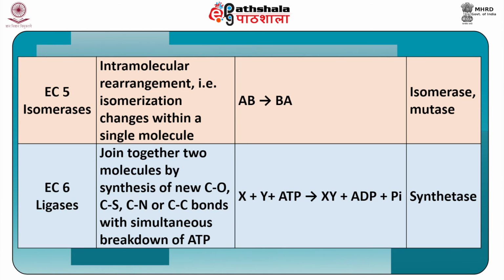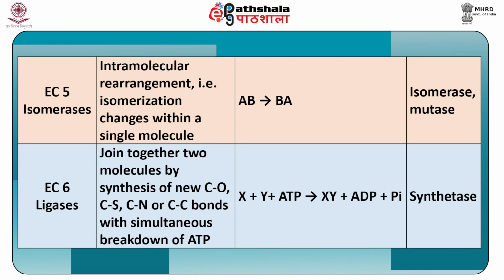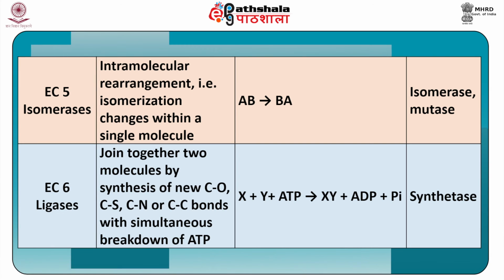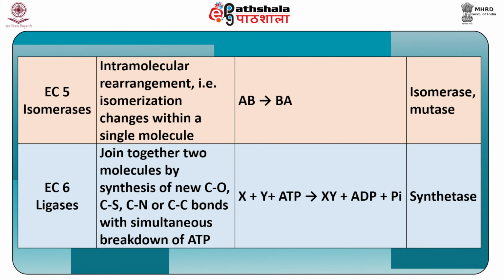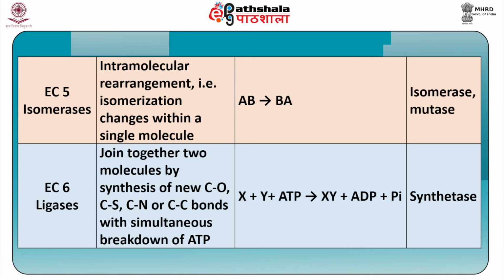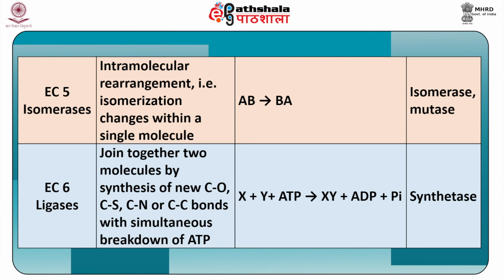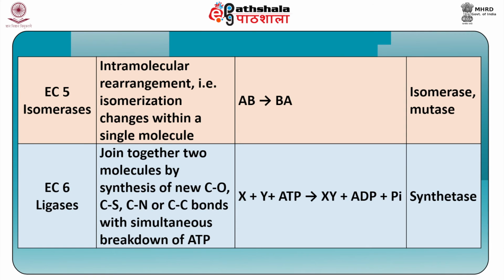In this particular case, the intramolecular rearrangement occurs. That means isomerization changes within the single molecule. So basically AB will be getting converted into a BA kind of a molecule, which is isomerase examples which come under this particular group.